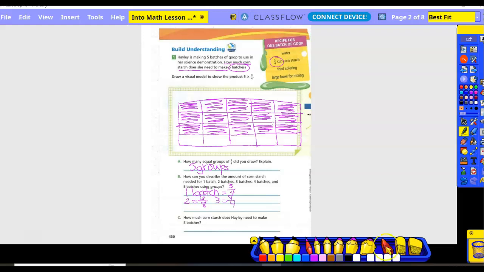9/4. Because I wrote 8, it should be 4ths, right? Okay. What about the fourth batch? This is like what we did yesterday in multiples, right? Okay. So 12/4. And the fifth batch needs what? What's 12/4 plus 3/4? 15/4. Okay. Is that how many I have colored in up there? Yes. Okay.